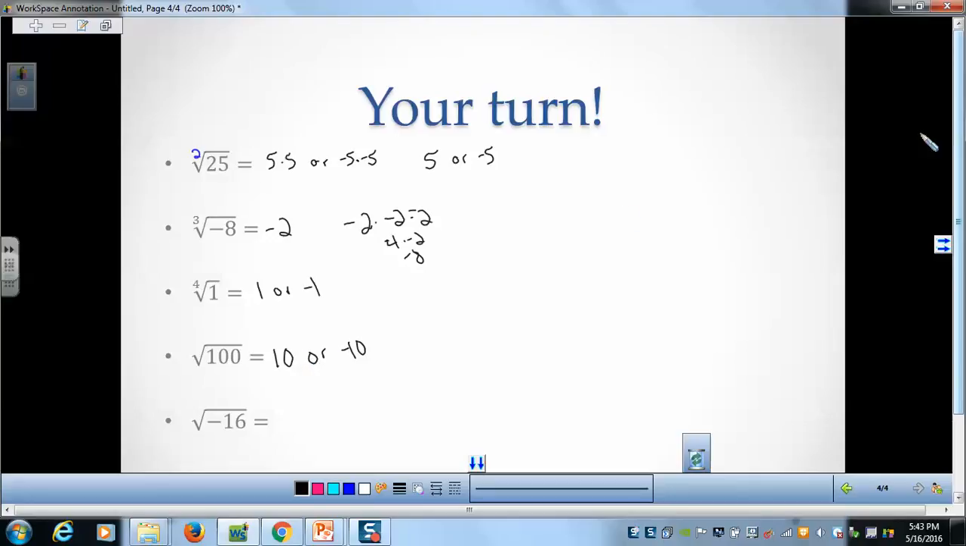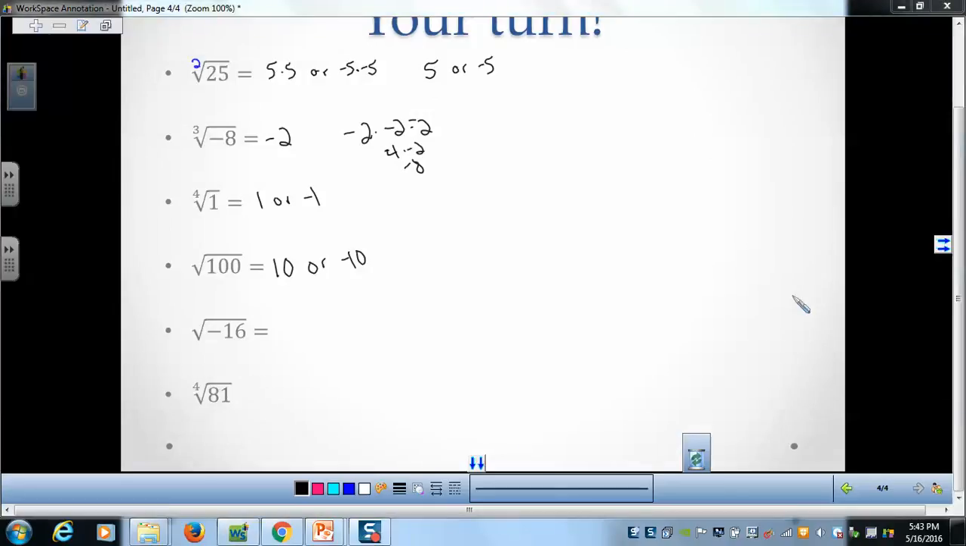And then we look at our last examples. When we get down to this one right here, we have an even root of a negative number. That's not possible, so we're just going to say that's no solution. Then the fourth root of 81. So what number times itself 4 times will give us 81? That would be 3 or negative 3.